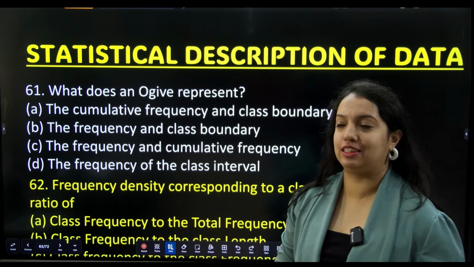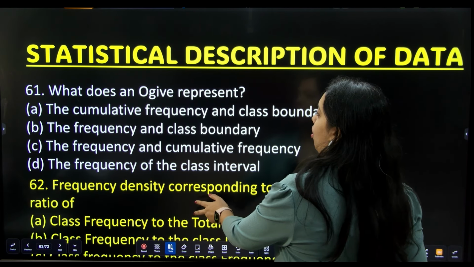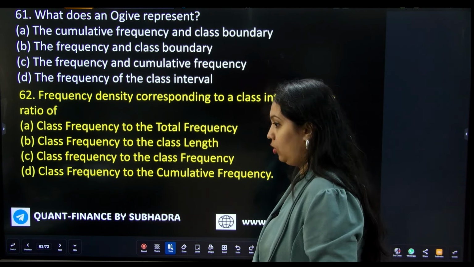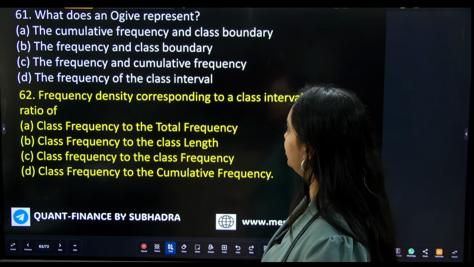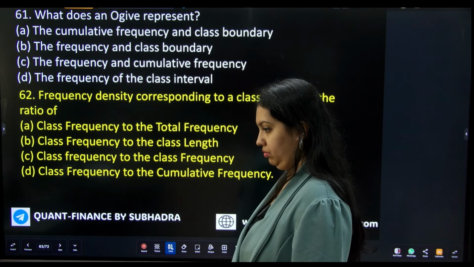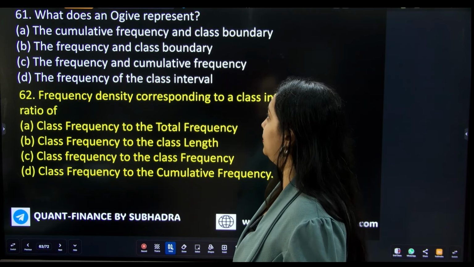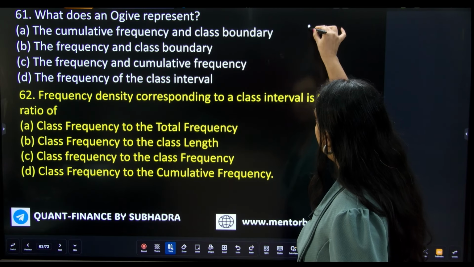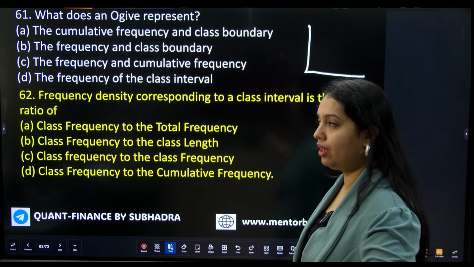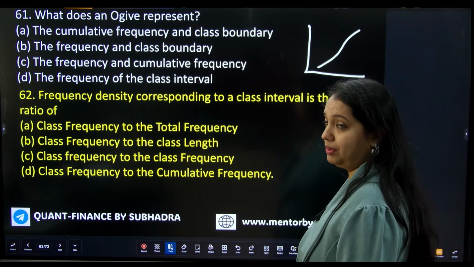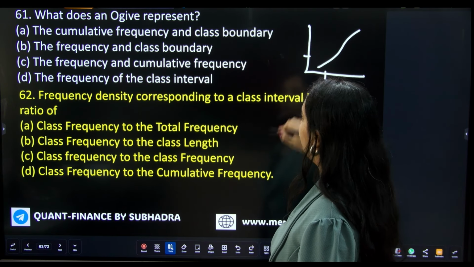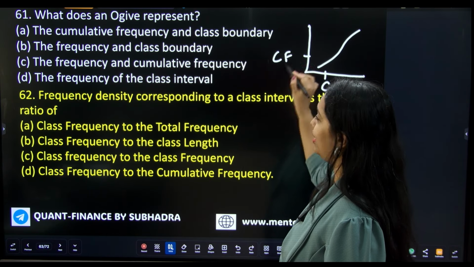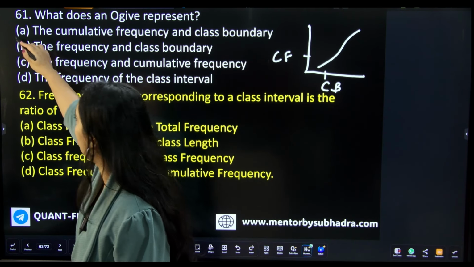Time for us to move on to statistics. What does ogive represent? Ogive is cumulative frequency distribution, because in this question there are two options which have cumulative frequency. Imagine a graph. If I'm doing less than ogive or more than ogive, we are going to consider class boundaries here and cumulative frequencies here. So the correct option is option A.